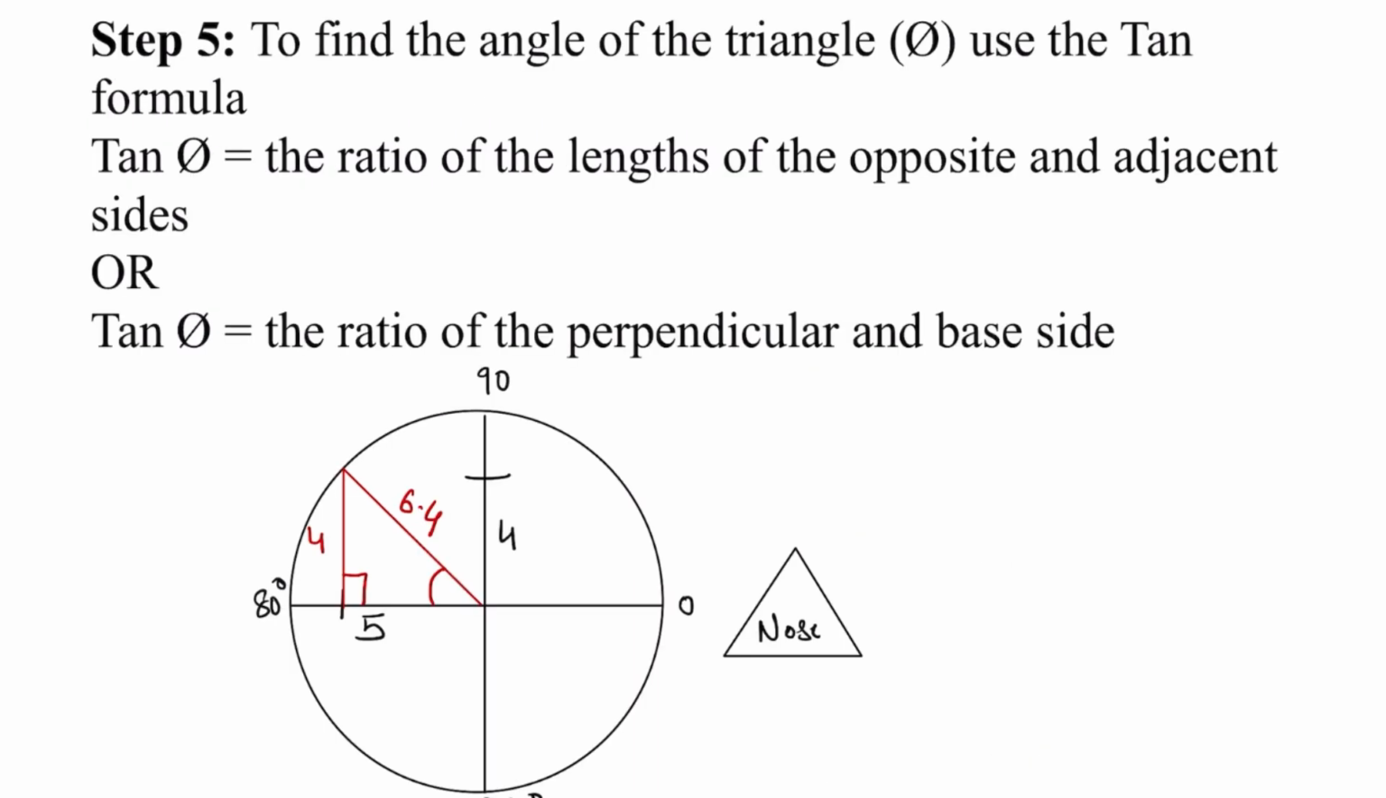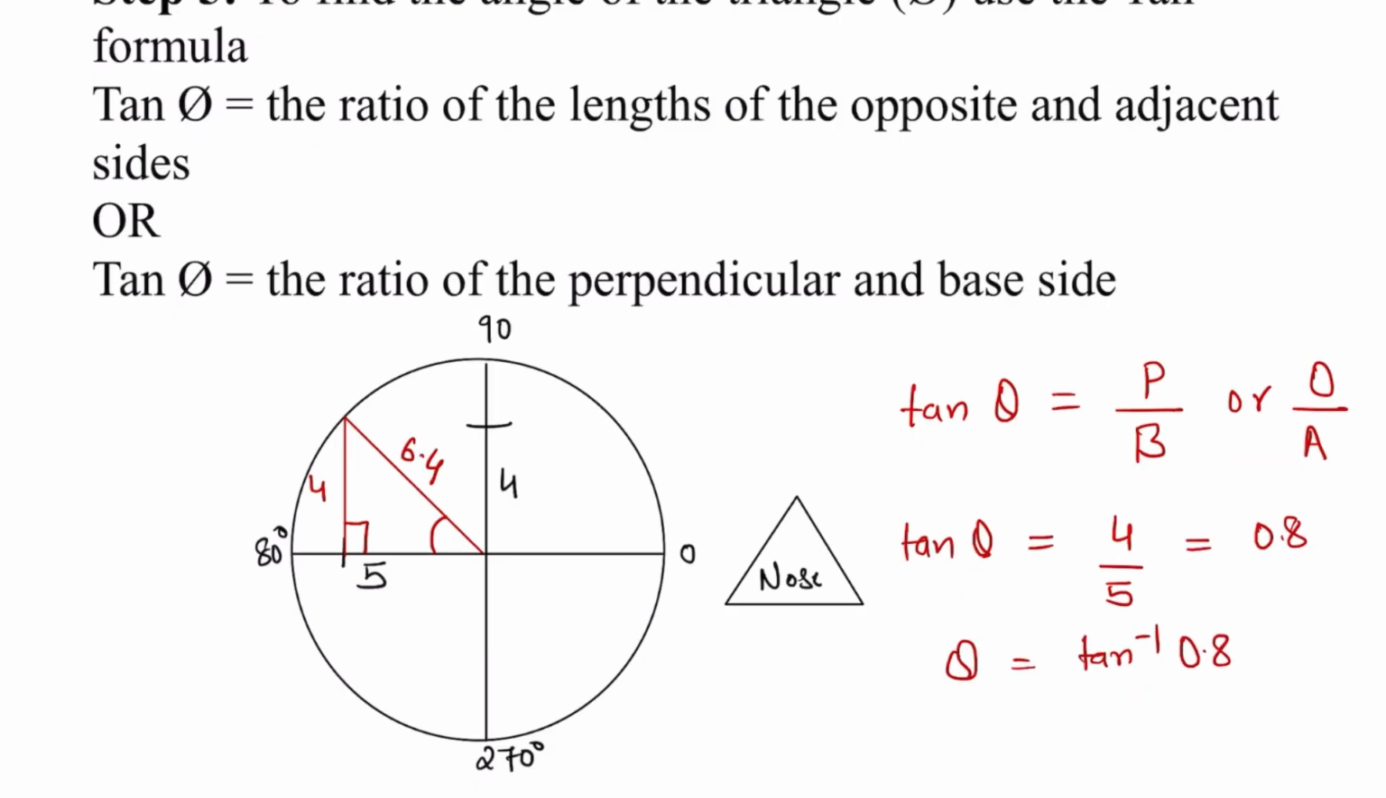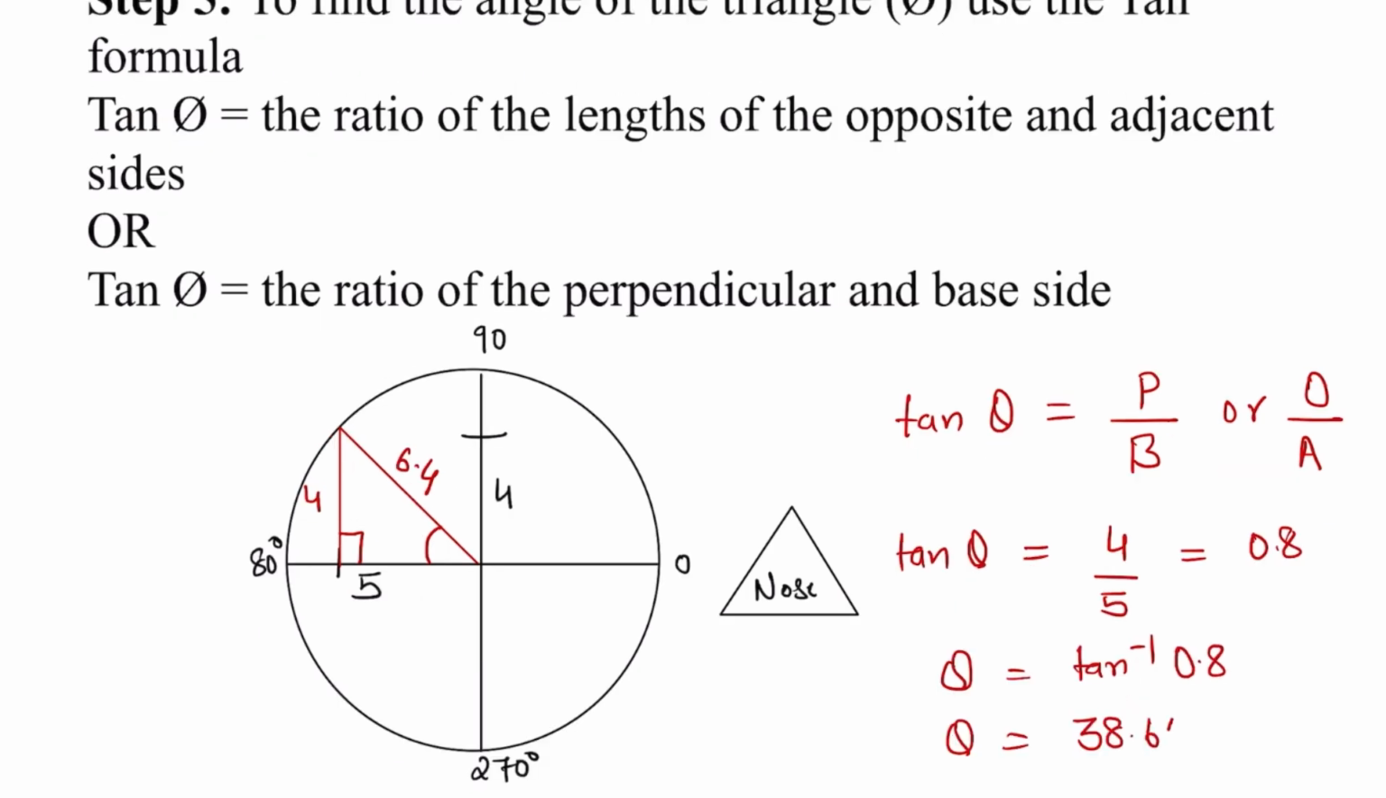So the next step is we need to find the angle of the triangle. For that, we're going to use the tan formula. Tan theta will be equal to perpendicular by base, or opposite by adjacent, whichever way you like. You can write it down or calculate it. In our case, perpendicular is 4 divided by base 5, so tan theta is 0.8. Theta is equal to tan inverse of 0.8, which is equal to 38.66, and we're going to approximate it to 39. So we have found the angle now.